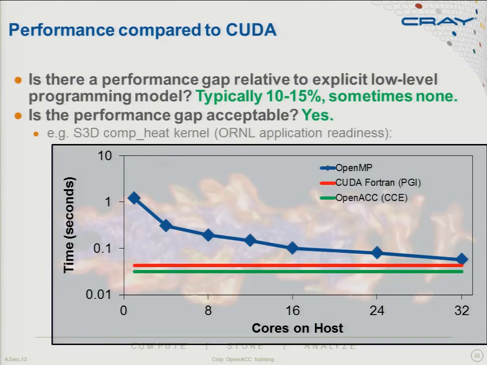It was the original code. It was the same code as for the OpenMP, but with a different set of directives, and conditionally compile one or the other.